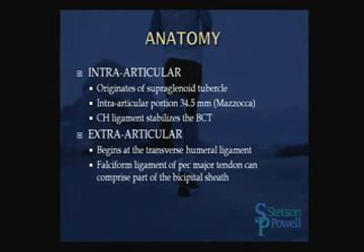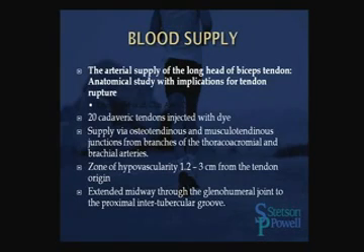Intra-articular, it originates in the supraglenoid tubercle. There's an intra-articular portion of about 35 millimeters, and the coracohumeral ligament really stabilizes the biceps tendon, not so much the sheath. Extra-articular begins at the transverse humeral ligament. Falciform ligament of the pec major tendon can be part of the bicipital sheath.